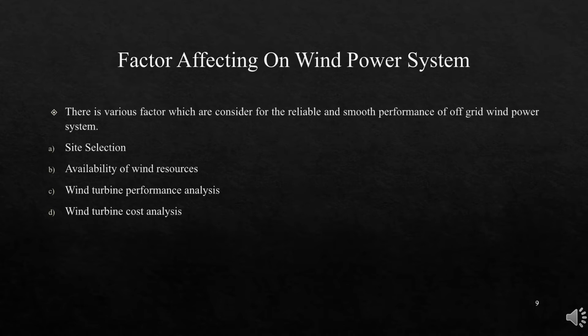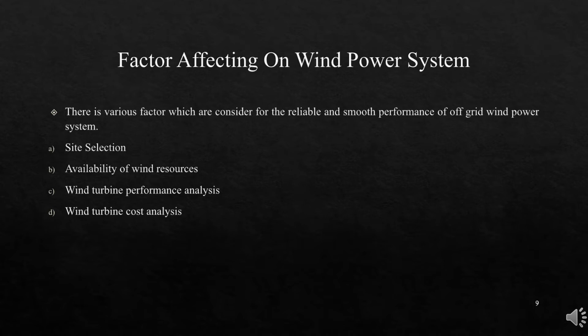Second is the availability of wind resources. As we all know, wind is an unpredictable resource, and the output of the turbine is directly proportional to the cube of the average wind speed. So with a slight increase in average wind speed, we can get maximum output. This is the most important factor to be considered. Next is the wind turbine performance analysis. To do this analysis, we have to record the wind velocity for a year on an hourly basis. On that basis, we can calculate the average performance of the wind turbine.